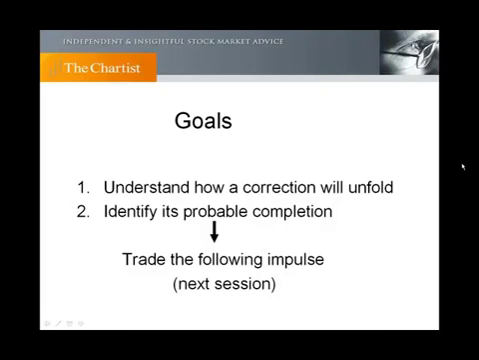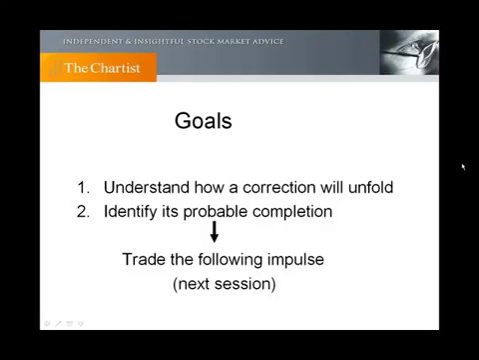So if we have a correction and we know that an impulse will follow a correction, what we want to try and do then is understand how and when a correction will unfold, how and when a correction will complete, and if an impulse is to always follow a correction, which it does, then if we can identify its probable completion, then we put ourselves in a much better position to trade the impulse that follows along very nicely. And of course, obviously the one thing we want to do without fail is trade that impulse higher.